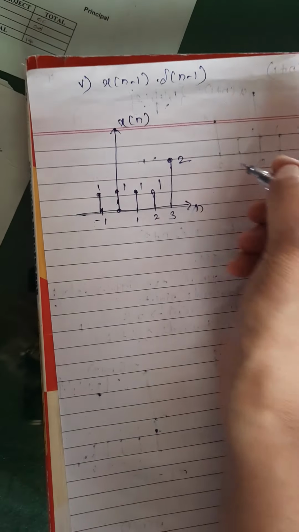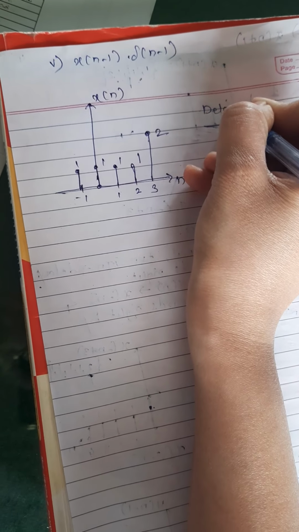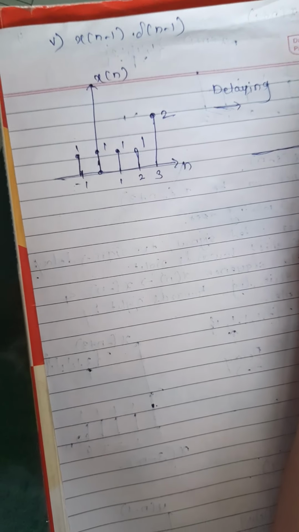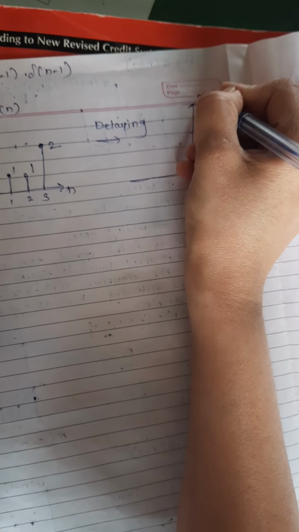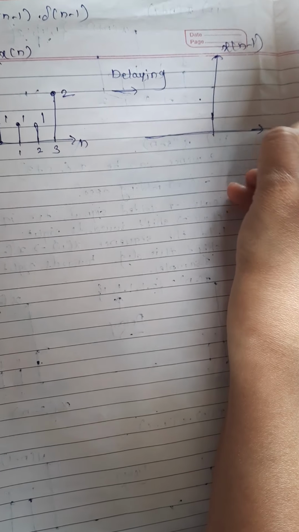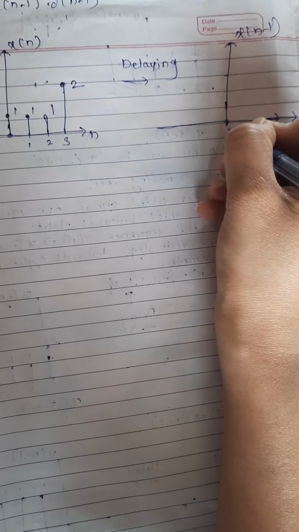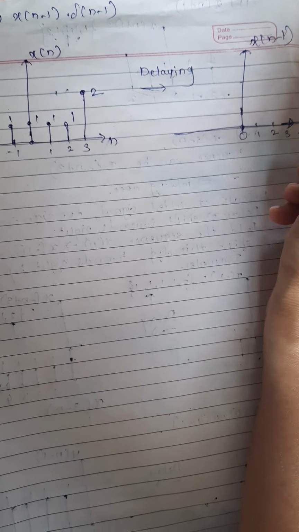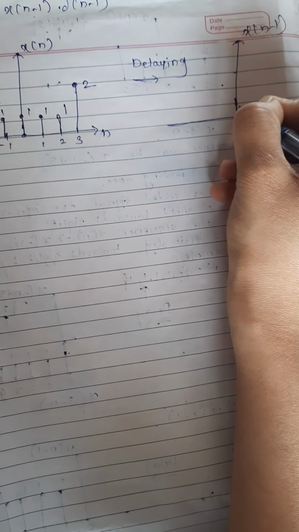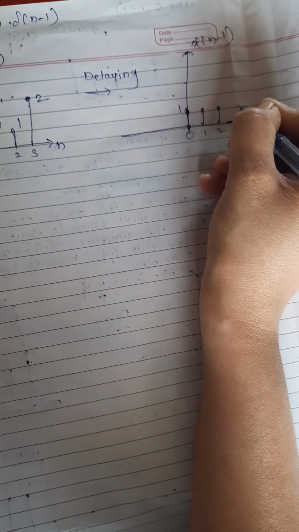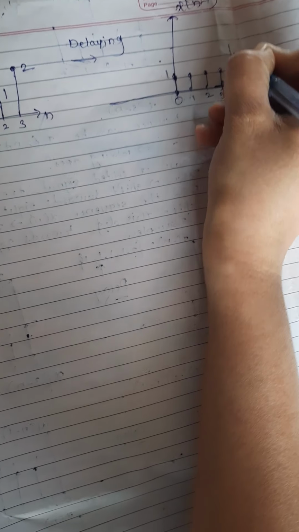Next we have to apply the delaying operation. So we get the x of n minus 1 signal. So we have to shift the diagram towards right by one sample. So it is n. This is 0, 1, 2, 3 and 4. So here it is 1. We have to shift this diagram as it is towards right by one sample, and here we get 2. So this is the x of n minus 1 signal.